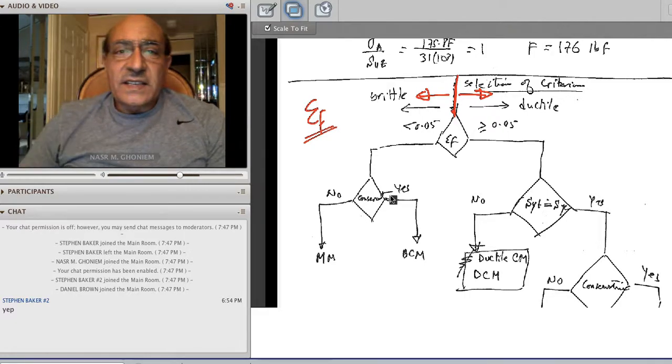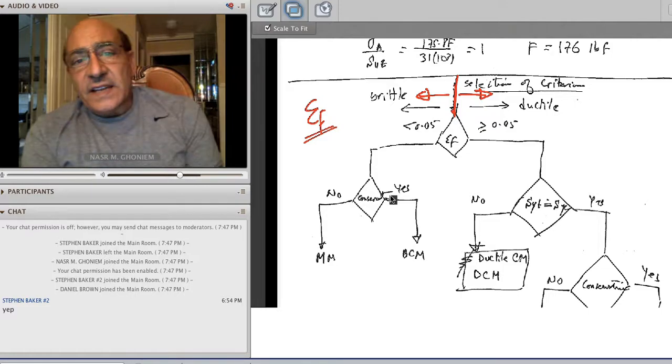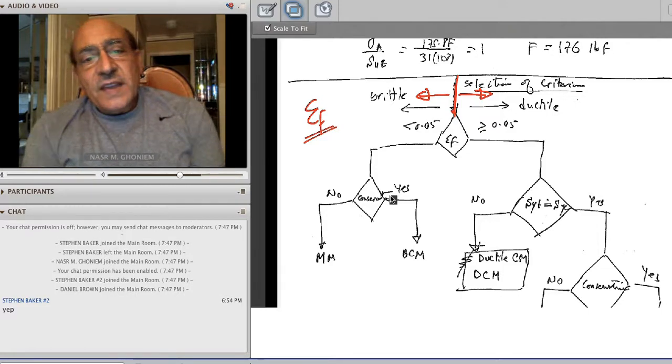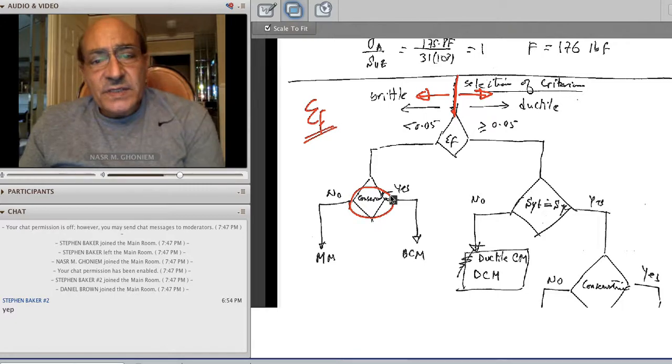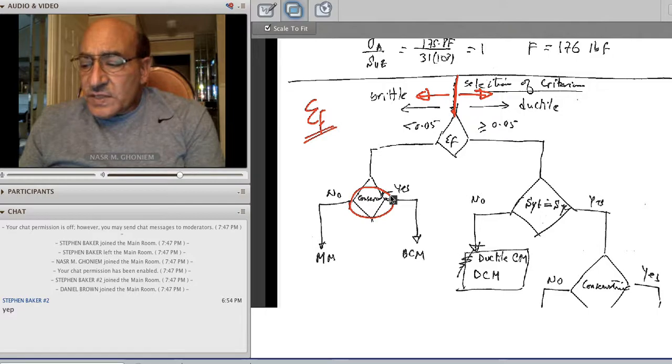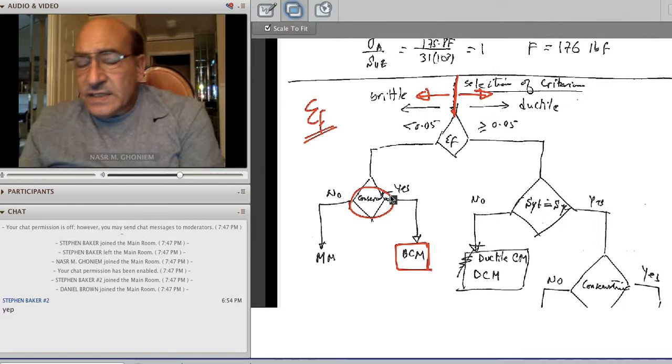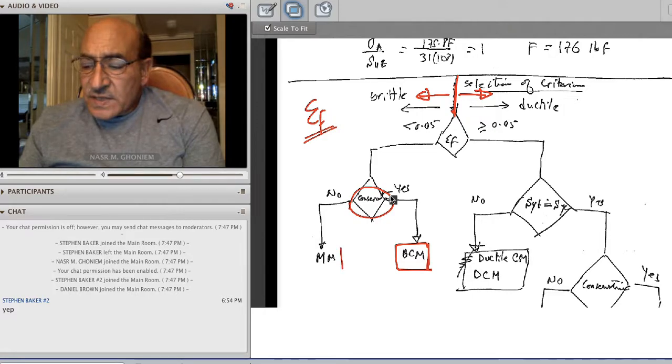So that's kind of the rough delineation for designers. And if it is less than 5%, then I have to select. I can select depending on the level of conservatism, as you've seen from the previous example. If I want to be conservative, I can use Brittle Mohr. And if I'm sure about my experimental data with less conservatism, I can just use the modified Mohr.